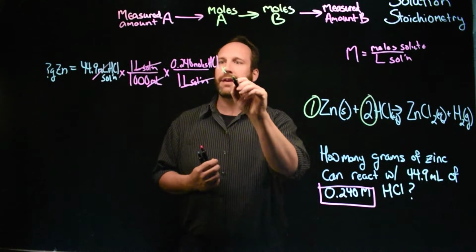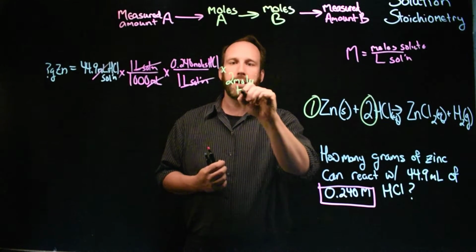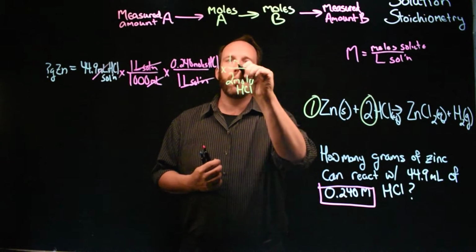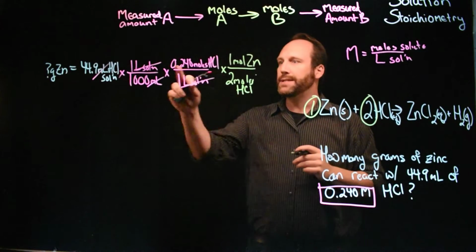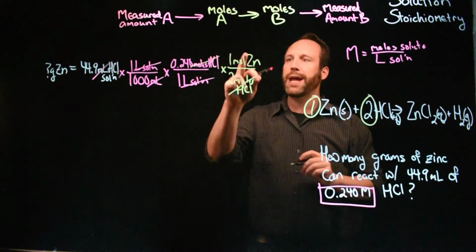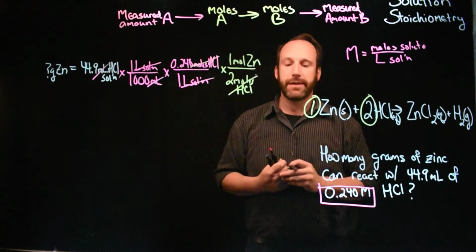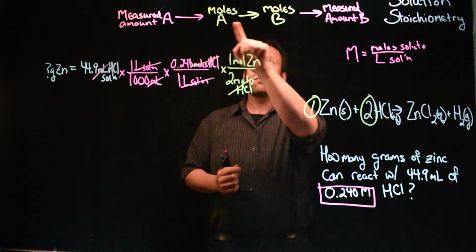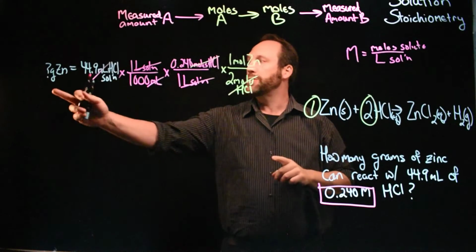So we're going to say that for every 2 moles of HCl, will react 1 mole of zinc. Okay, so now we've done that step, we've canceled out moles of HCl. Now the units that we have are moles of zinc, which is moles of B. Okay, so the last step then is to go from moles of zinc into the measured amount of zinc that we're looking for, which is grams.